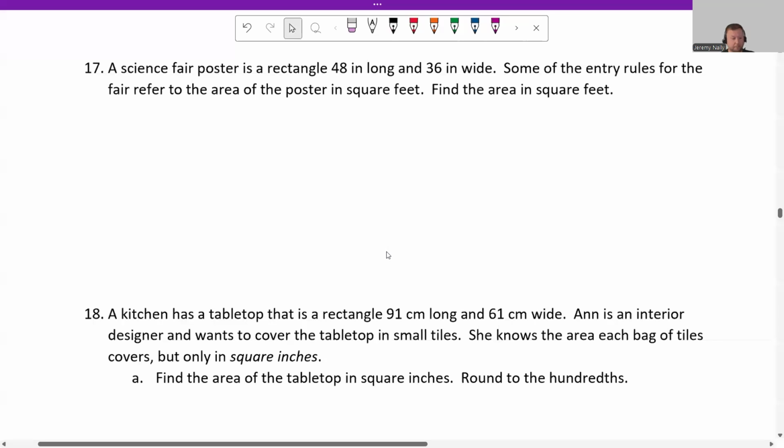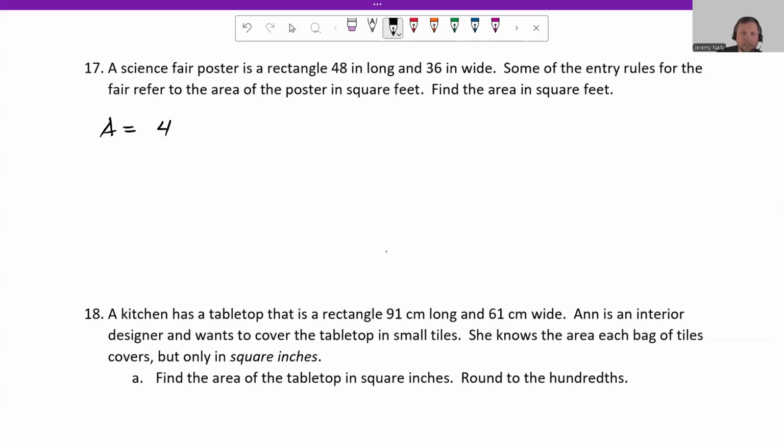Okay, a science fair poster is a rectangle 48 inches long and 36 inches wide. Some of the entry rules for the fair refer to the area of the poster in square feet. Calculate the area in square feet. To be quite honest, you could just convert these to feet first, but I'll just kind of set this up however I like.